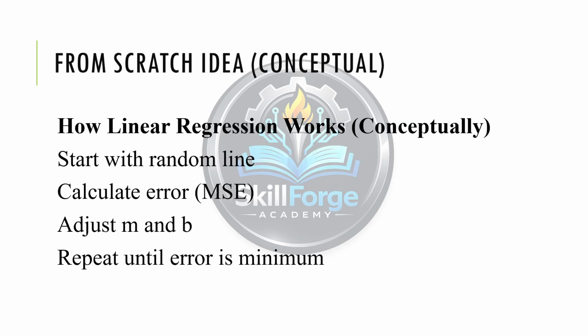Okay. Now we'll try to understand how linear regression works conceptually. The model starts with a random line, meaning random values of the slope and intercept. Then it calculates the error using MSE. After that, it adjusts the values of m and b to reduce the error. This process is repeated again and again until the error becomes as small as possible. This is how the model learns the best fit line from the data.